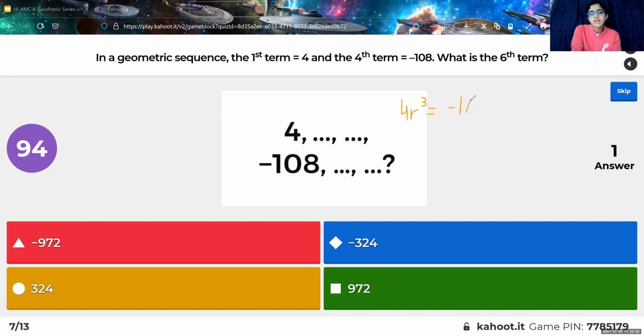Then you divide both sides by 4, and you get r cubed is equal to negative 27, right? So that would mean r is equal to what? And then to get from the fourth term to the sixth term, you just multiply the fourth term, which is negative 108, by the ratio squared, right? Which would be equal to your answer.